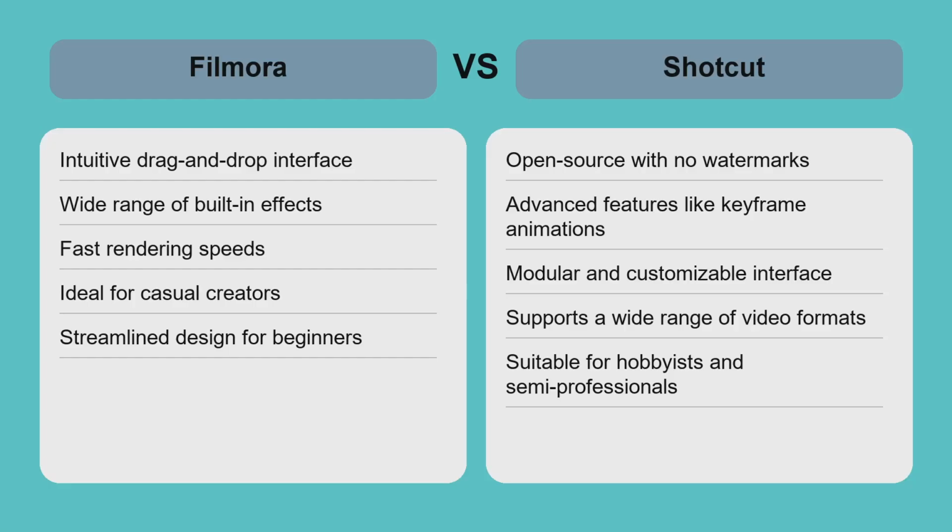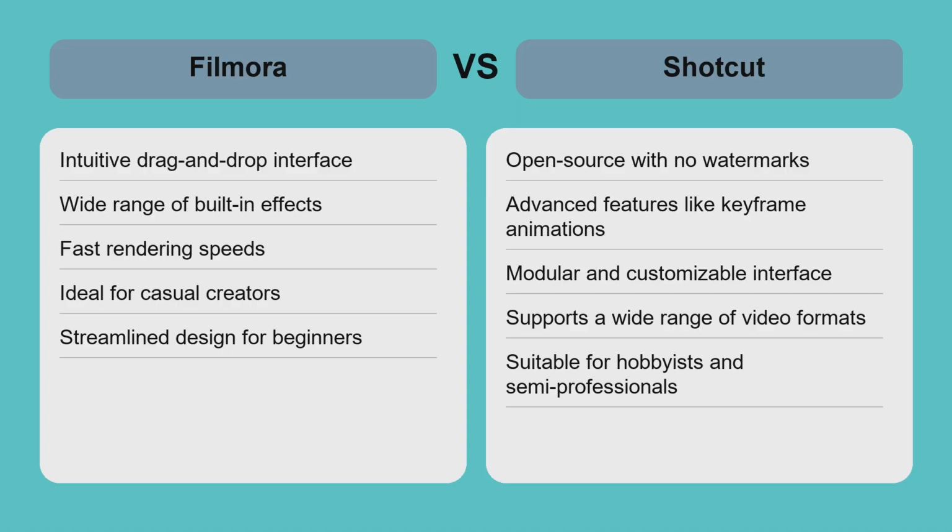Comparing Filmora and Shotcut highlights the trade-off between ease of use and advanced control. Filmora's user-friendly interface and built-in effects allow quick video creation, perfect for social media content or simple projects where speed matters. However, its free version watermark and fewer pro features limit its appeal for serious editing.